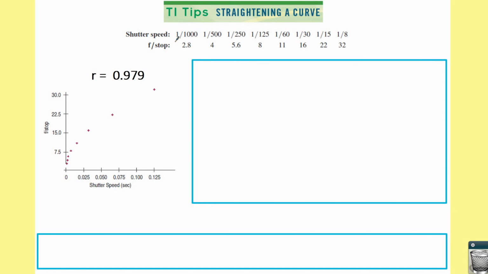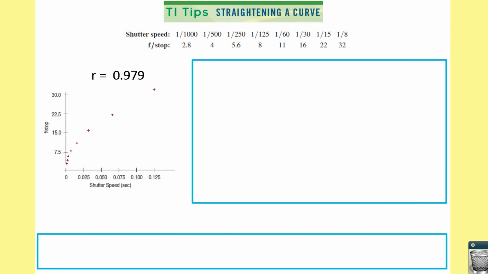Okay, I know it's a digital world and we don't do this anymore, but it's kind of fun to do, right? We use those old-timey cameras. All right, so here we have our f-stop and shutter speed. If we were just to graph those values as they are, we get a 0.979, which is a very good R value, very strong relationship. However, this looks more curved. So we want to straighten out that curve.